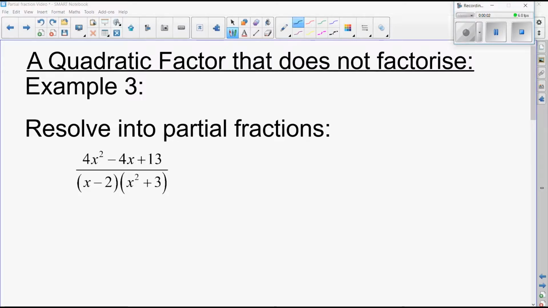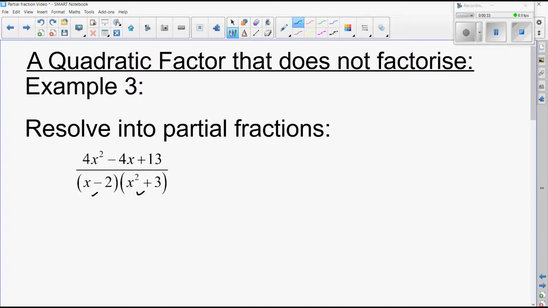A quadratic factor that does not factorize. We are asked to resolve into partial fractions 4x squared minus 4x plus 13 over x minus 2 times x squared plus 3. So I have a linear factor in my denominator as well as a quadratic factor. And if you have a close look at the quadratic factor, you cannot factorize it into factors which are real numbers. This is why the heading states a quadratic factor that cannot be factorized.